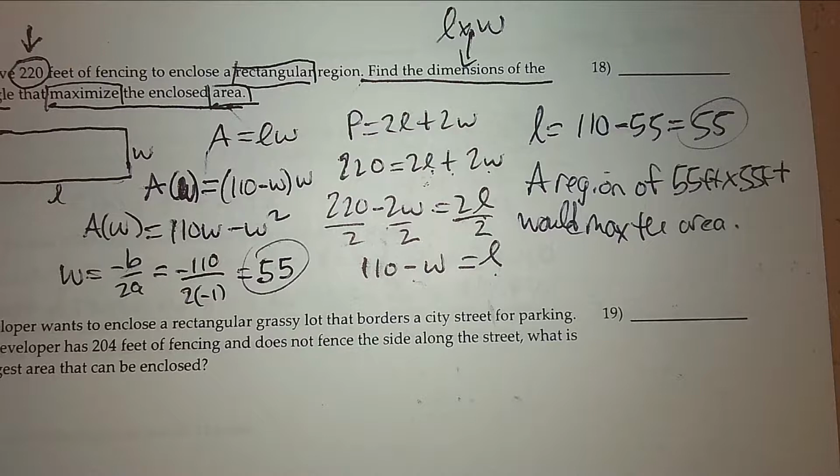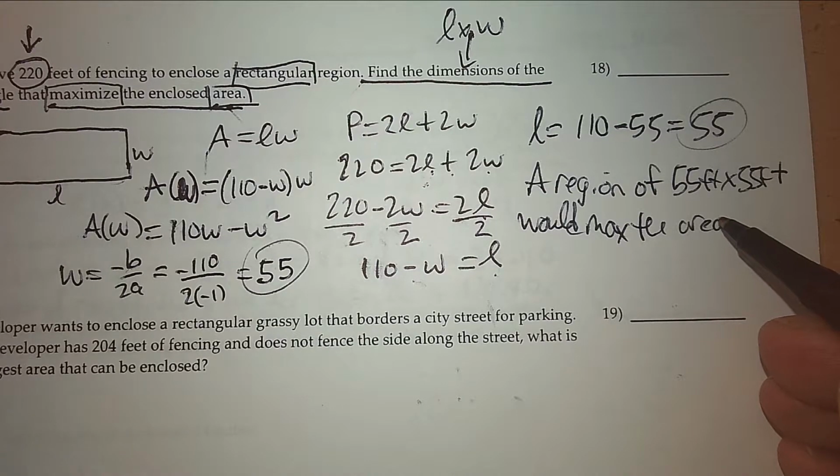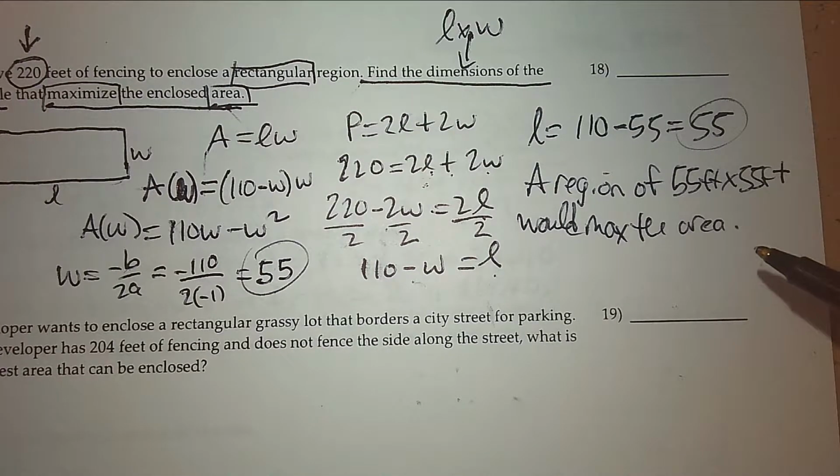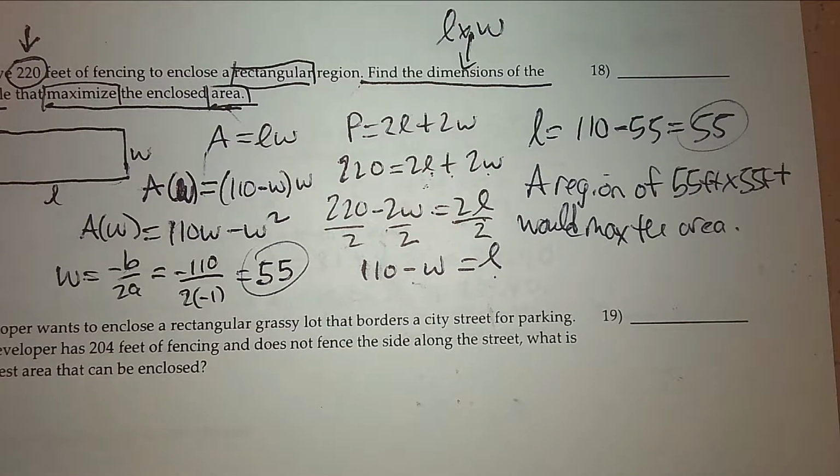So obviously 55 by 55 is a square, right? And we know all squares are rectangles. They're special rectangles. Let's look at number 20 and number 21. We're going to do two more together. And the questions we didn't do for stories are your homework, and then there'll be a quiz tomorrow.